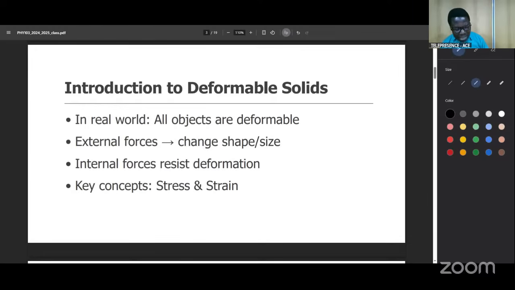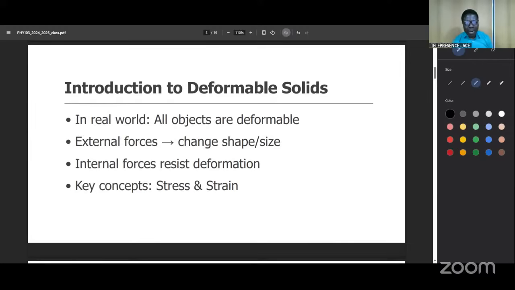And what is the physical meaning of stress? The physical meaning of stress is that stress tells us how strong a material is in resisting deformation internally.